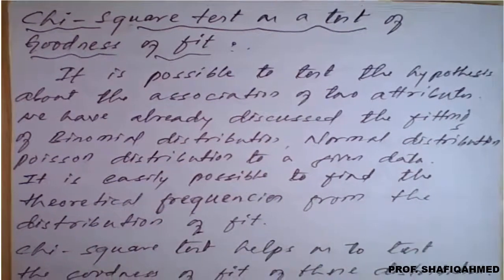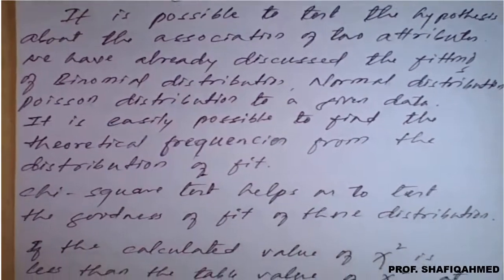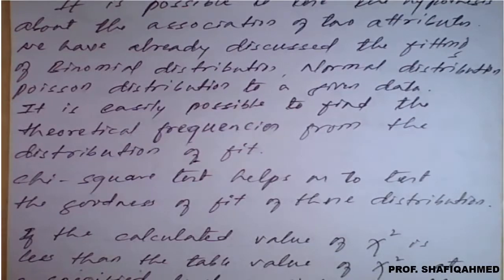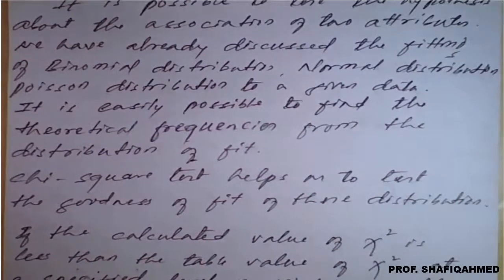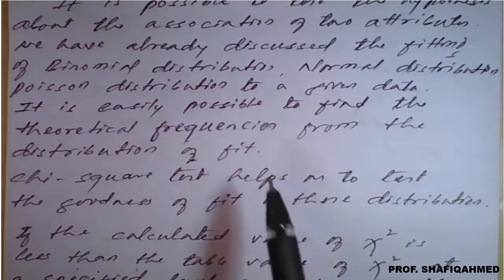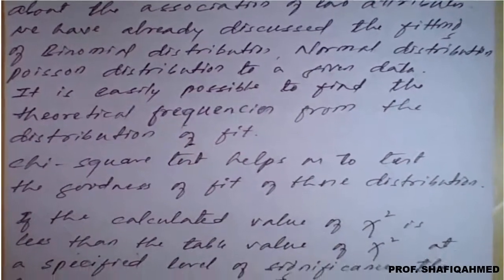By using binomial, normal and Poisson distributions we can easily find the theoretical values, using capital F of x is equal to n times P of x, where P of x may be a binomial distribution or Poisson distribution. Hope you can recollect the previous knowledge. The chi-square test helps us test the goodness of fit of this distribution, that is, by using binomial we can see whether the given data is a good fit or not.